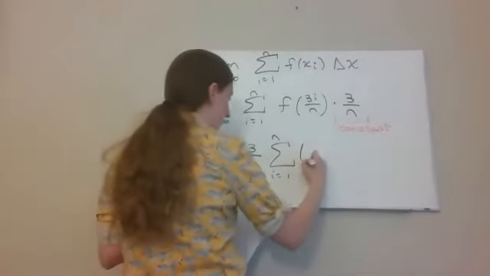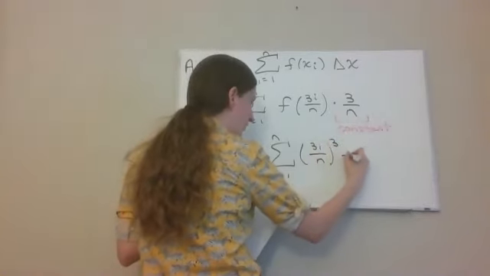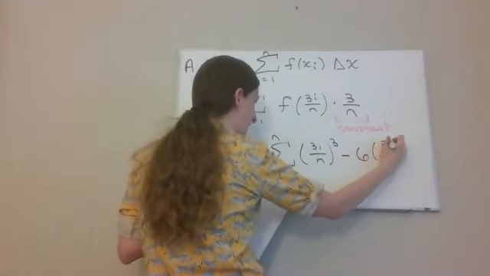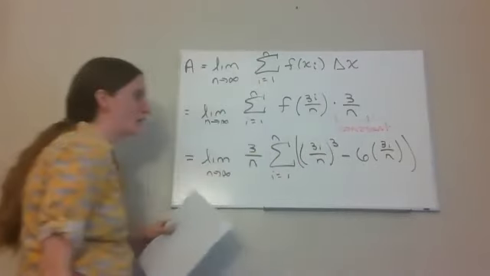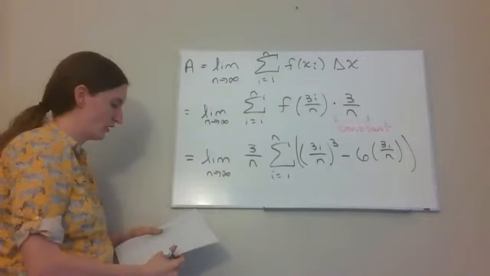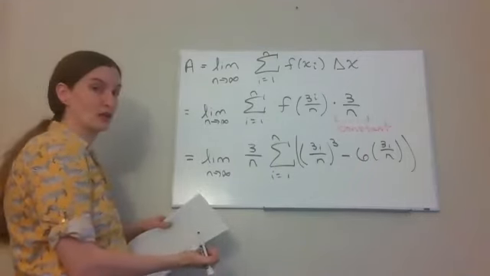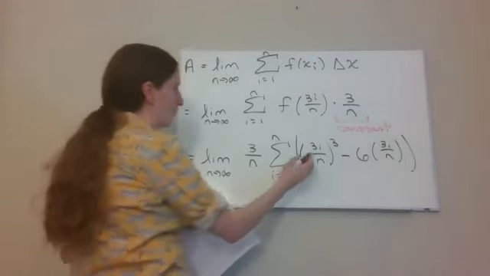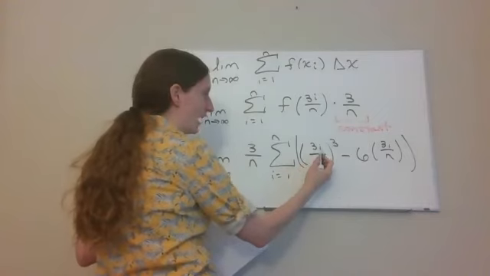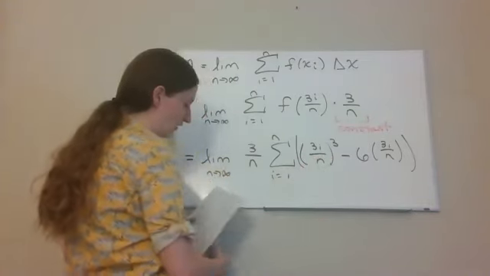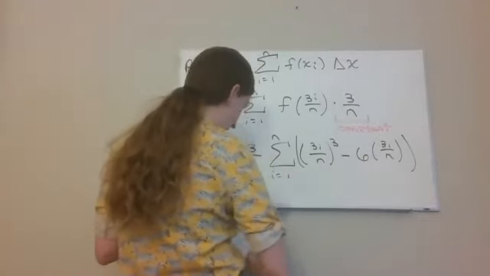Well, my function was x cubed minus 6x. So I'm plugging in that 3i over n into my function. And now I need to just try to simplify this as much as I possibly can. 3i over n to the third is 27 i to the third over n to the third. And this guy is 18 over n times my i.